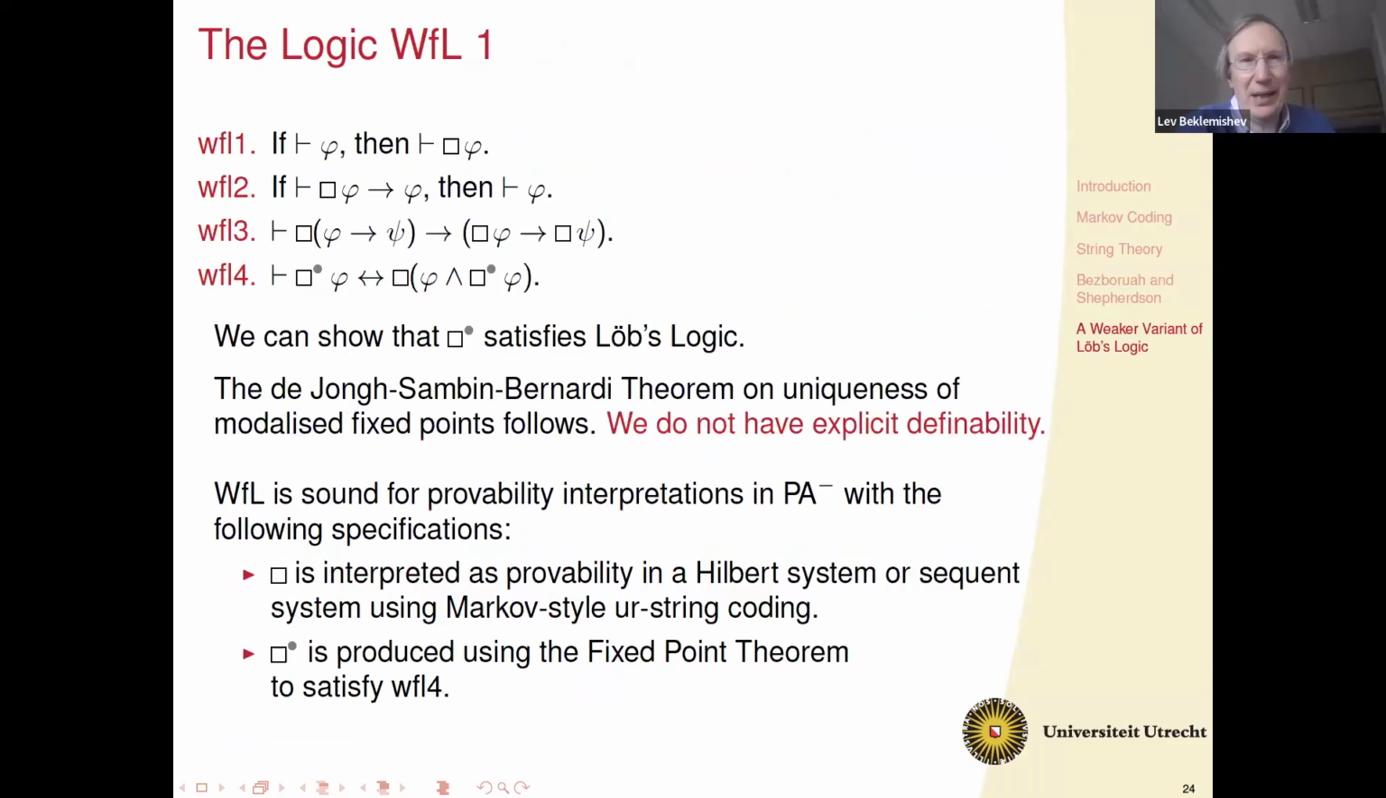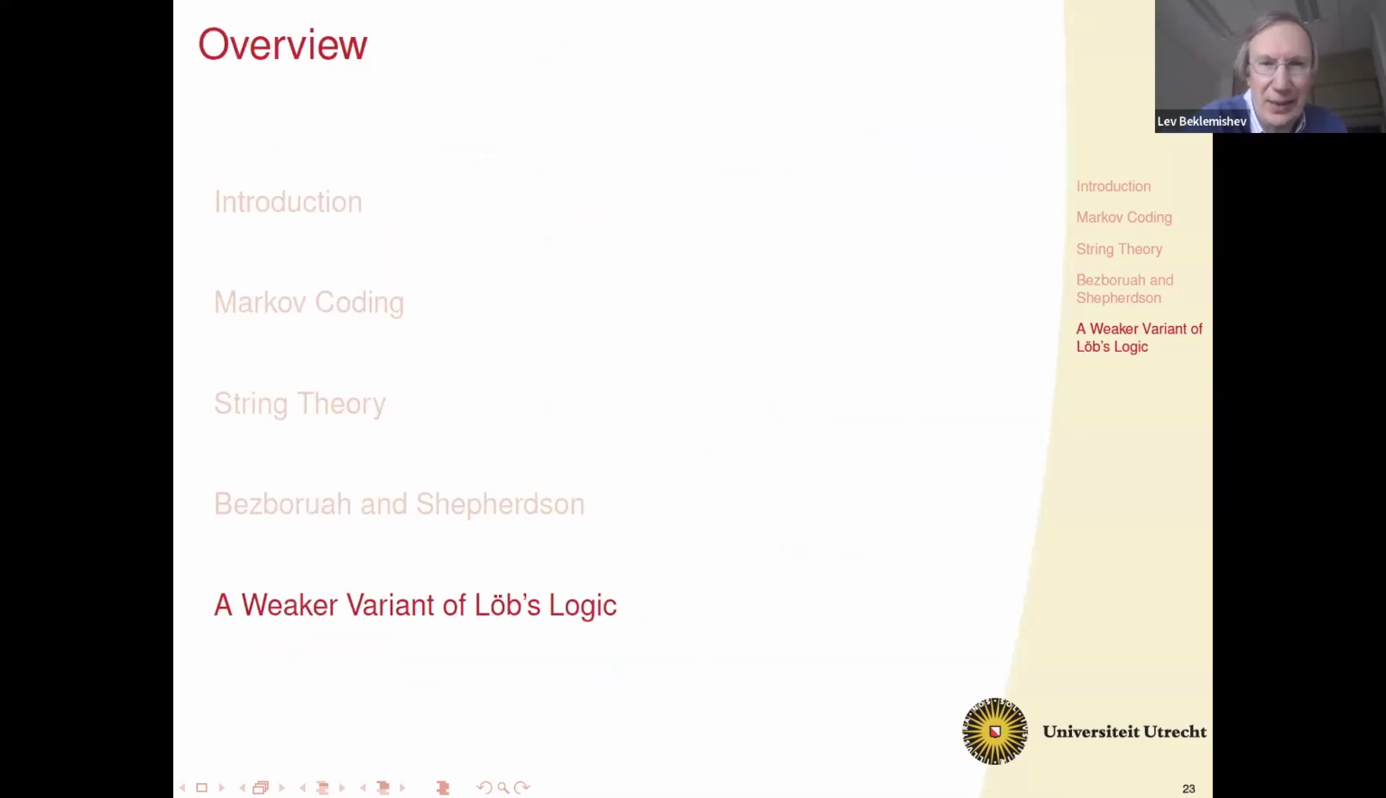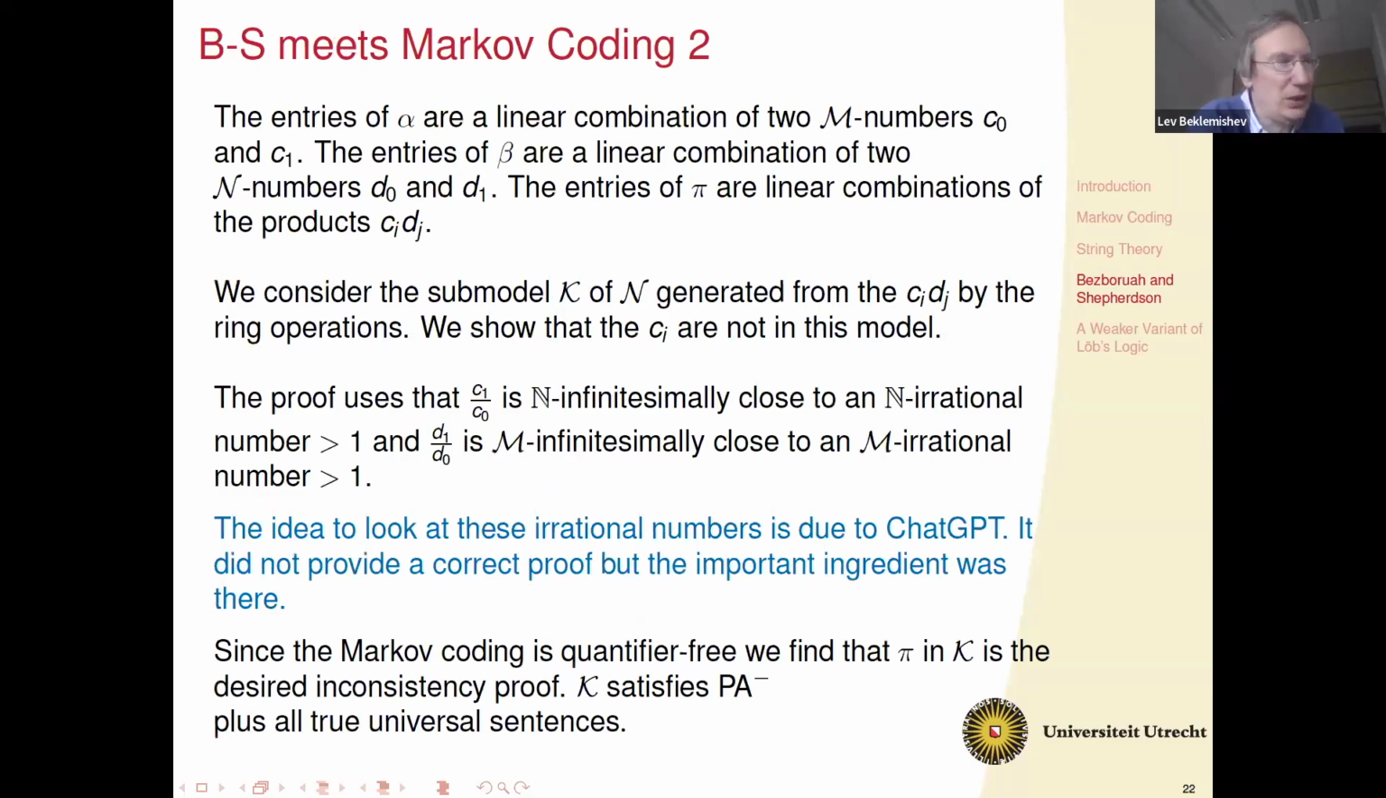May I ask a question at this point? Where was it essential in this proof that these models M and N satisfied a considerable part of arithmetic? So where was it?